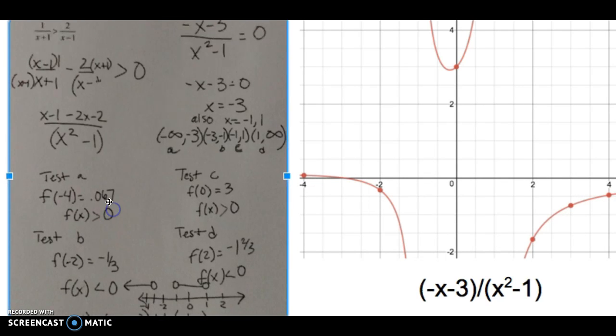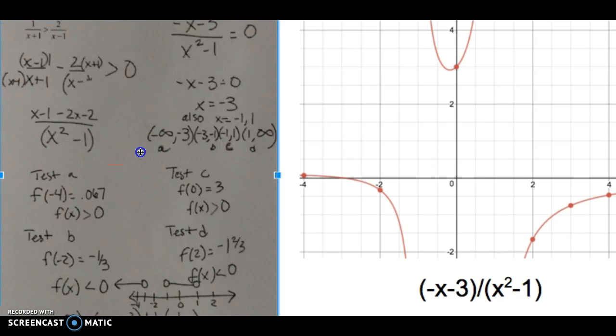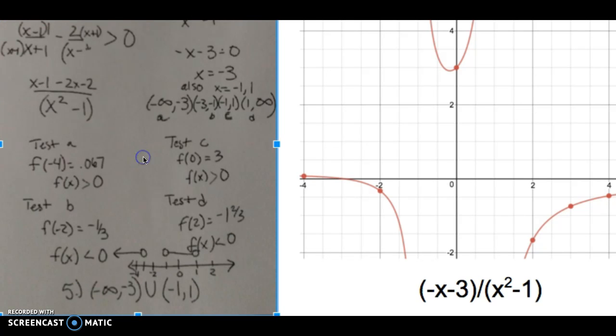And here's the solution set for this one. So I went ahead and simplified it to -x minus 3 over x squared minus 1 and set it equal to 0. So you'll see a lot of that work. Here's my work for all of it below. You can see I've got an A, B, C, and D for all my tests that I need to run. So negative infinity to -3, -3 to -1, -1 to 1, 1 to infinity. And again, I have a greater than sign, so I'm looking for everything that's above 0.